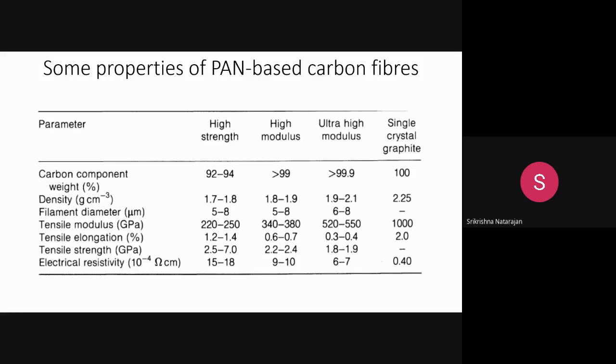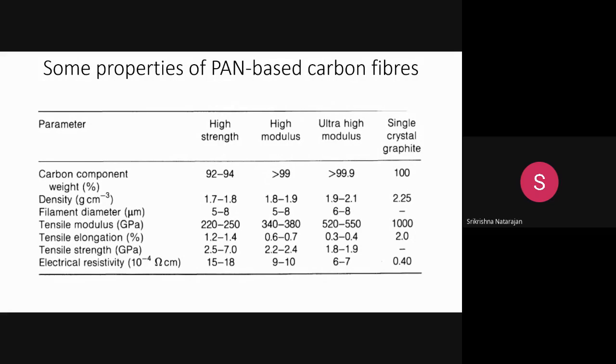Okay, so if you observe the normal carbon fiber, which is around 92 to 94% carbon component, they have a high resistivity. Resistivity is the opposite of conductivity. So when we go to the higher modulus, where the carbon component is very high, the conductivity increases, because conductivity is the reciprocal of resistivity.